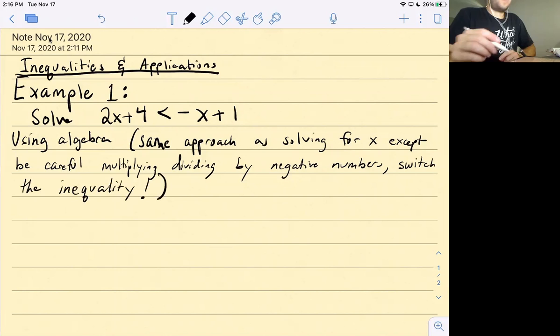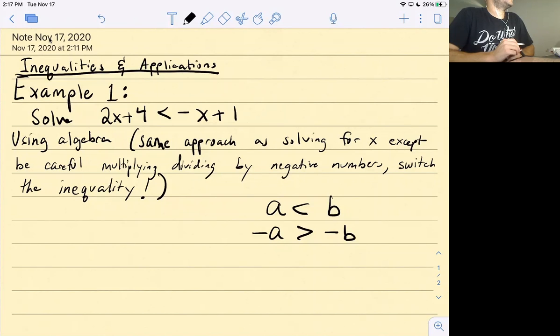And by the way, can anyone explain why this happens? Like, if A is less than B, why do we know that negative A is greater than negative B? Since such a great change will flip it over 0, so then it would have to be switched. Yeah, exactly. That's one interpretation.